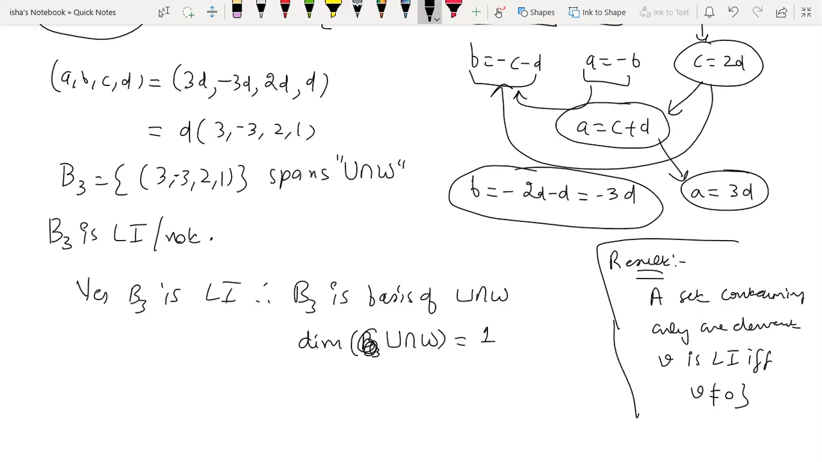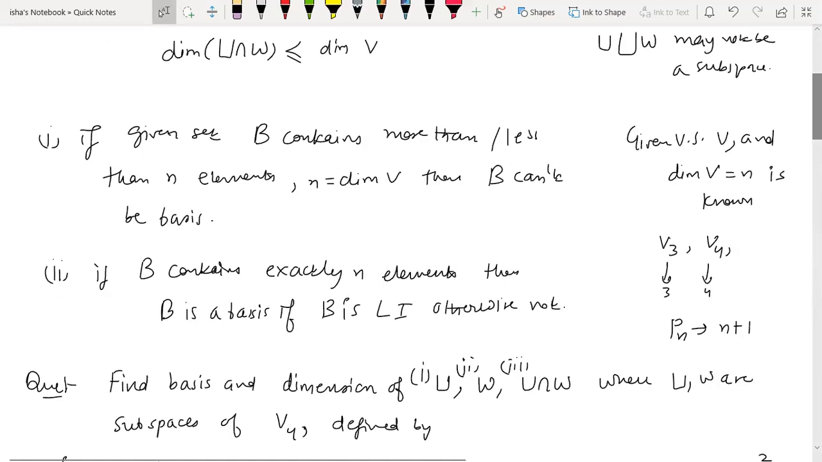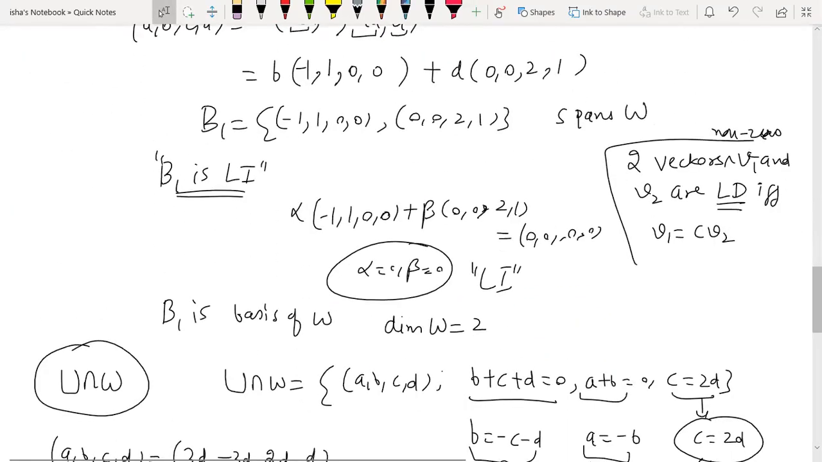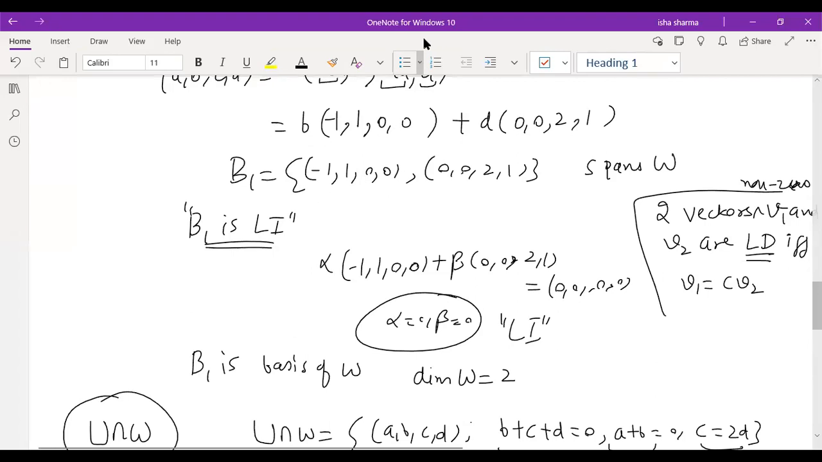So that was one single question. You will find similar questions in the tutorial sheet also, as well as in the book, in which you are given different subspaces. You have to find bases and dimensions in this way. Fine. So this is about this question. Let's move ahead towards the next question.